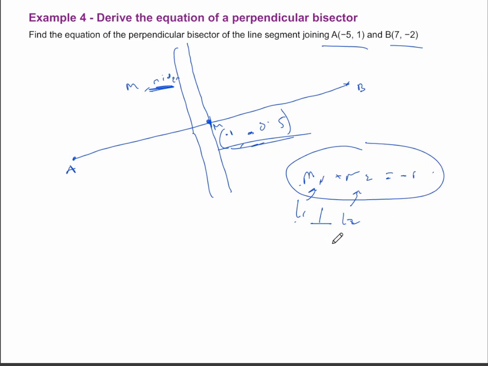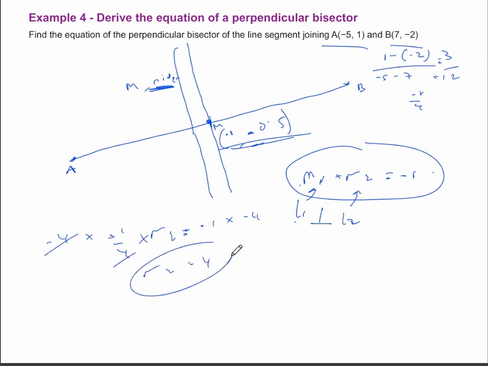So we find the gradient of AB, which you can do by 1 minus negative 2 over negative 5 minus 7, which gives you 3 over negative 12, which is negative 1 over 4. That means negative 1 over 4 times M2 equals negative 1. Multiplying both sides by negative 4, we get that M2 equals positive 4. So the gradient of the perpendicular bisector is 4.